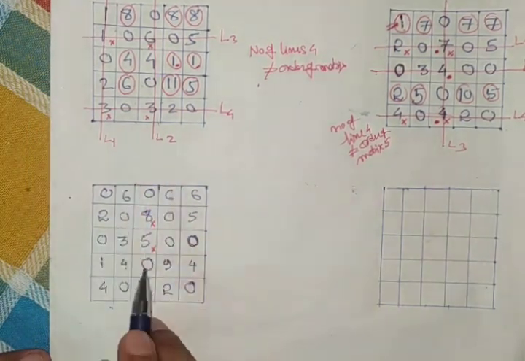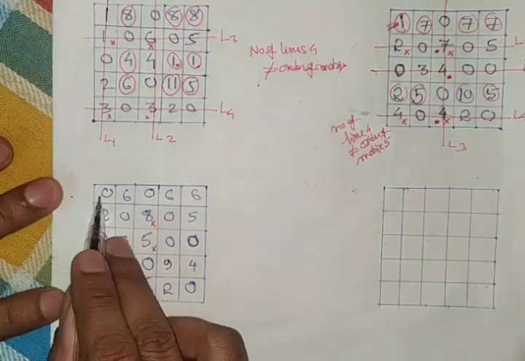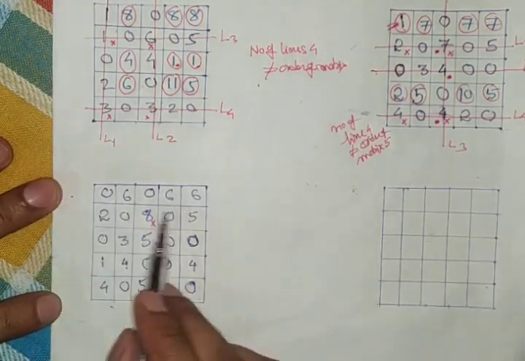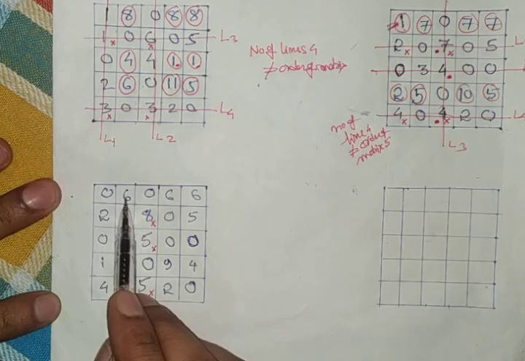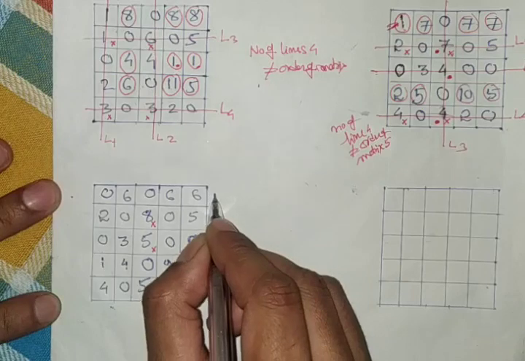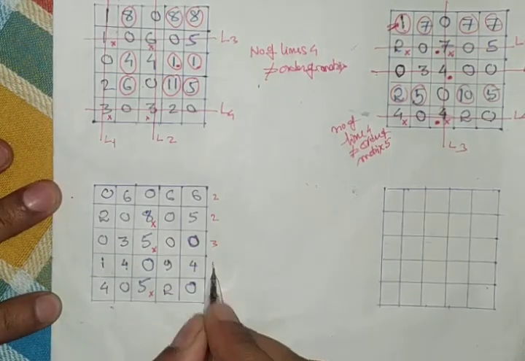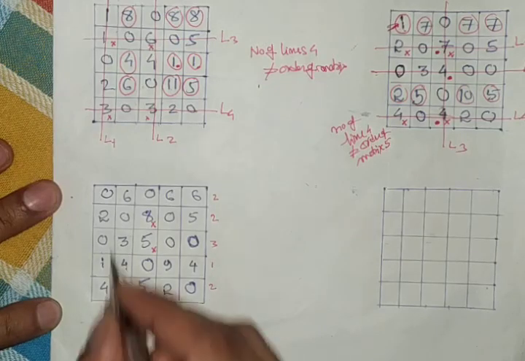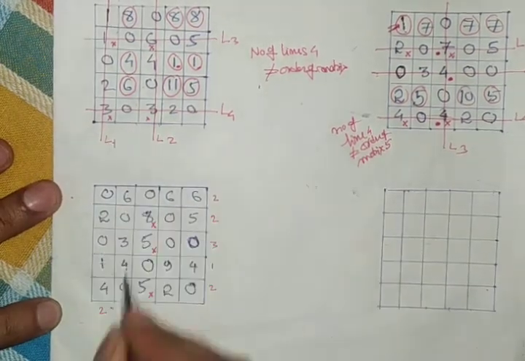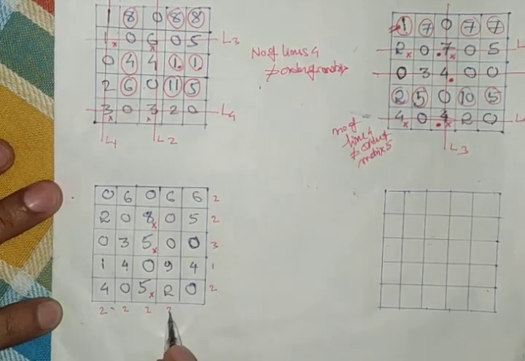So this is the reduced matrix. Again we have to draw lines in such a way that the minimum number of lines is required to cover all the elements. The number of zeros in the rows is 2, here the number of zeros is 2, here the number of zeros is 3, here it is 1, here it is 2. Column wise this is 2, this is also 2, this is also 2.